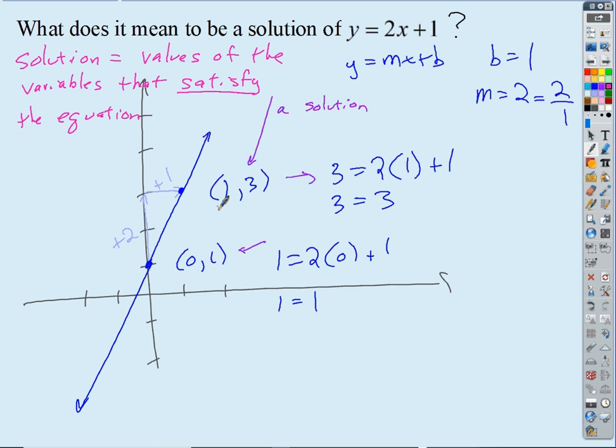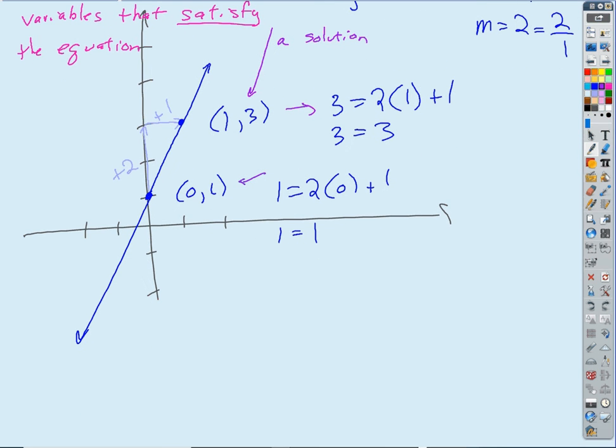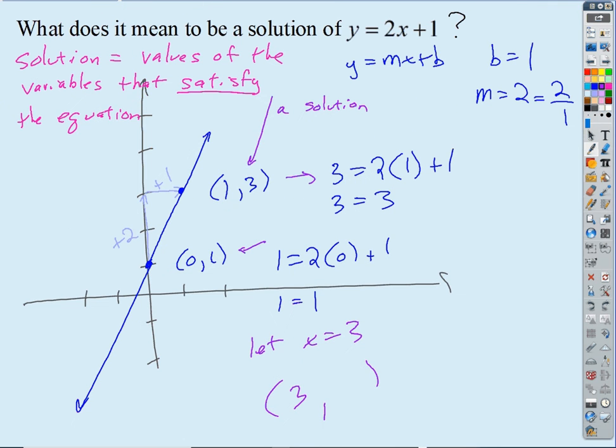We could even say, let's pick an x value and find the corresponding y value that's going to create a solution. Somebody pick an x value. 3. Okay, let's pick an x value of 3. So if we're going to say, let x equal 3. So in an ordered pair, the x coordinate is 3. How can I find the y coordinate? Yeah, plug 3 into my equation and solve for y, right?